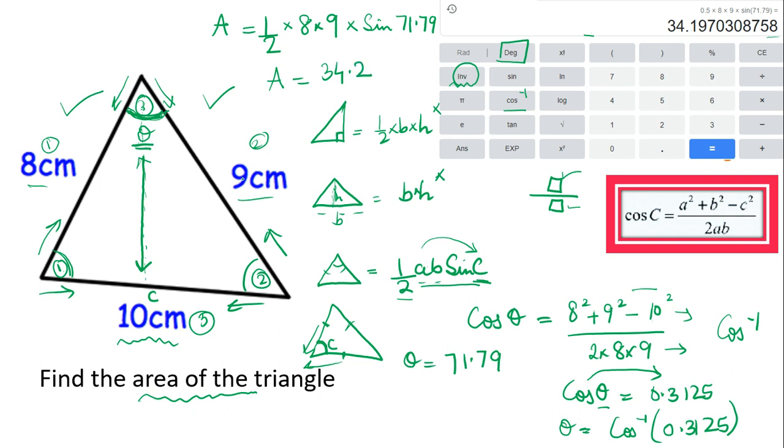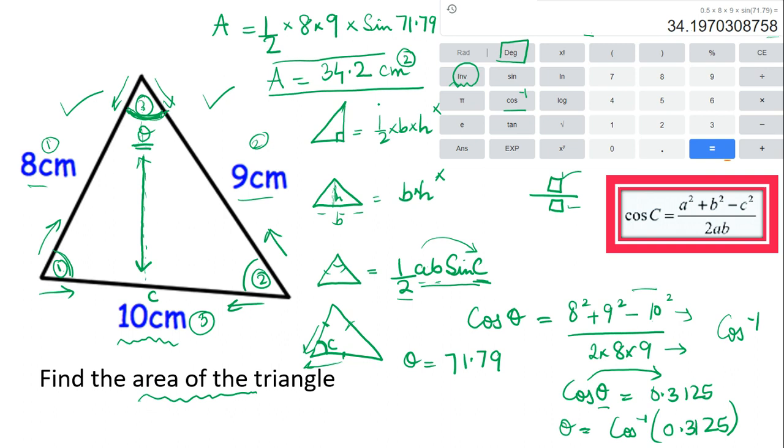Now because my lengths were in centimeter, then the area is supposed to be in centimeter square. The unit for area has to be, if your lengths are given in meters, then it has to be meter square. If it's centimeter, centimeter square. If it's millimeter, millimeter square. But do not forget that areas always have the square attached with them. It's just a rule. So area is equal to 34.2 centimeters square.